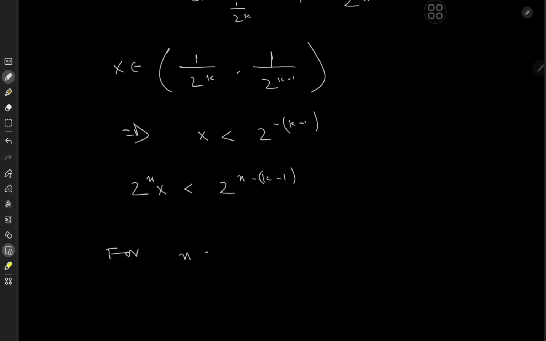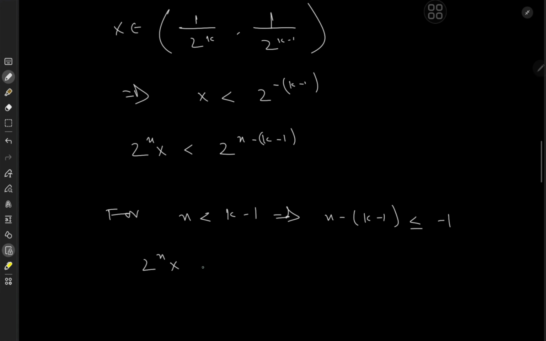So for n being less than k minus 1, which implies that n minus k minus 1 is less than 0, and being less than 0 amongst the integers just means that you're less than or equal to negative 1. In that case, 2 to the n times x is always going to be less than 2 to the minus 1, which is again 1/2. So because this thing is less than 1/2, its fractional part is going to be, again, less than 1/2. So epsilon is going to be equal to 0 for such values of n. Okay, cool.